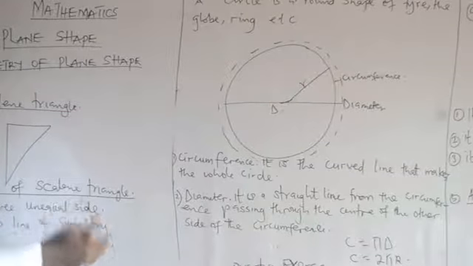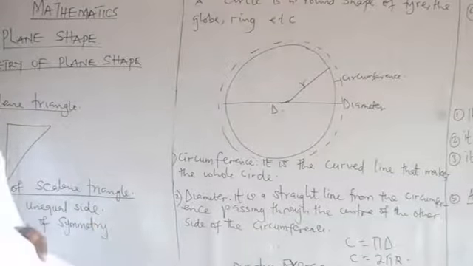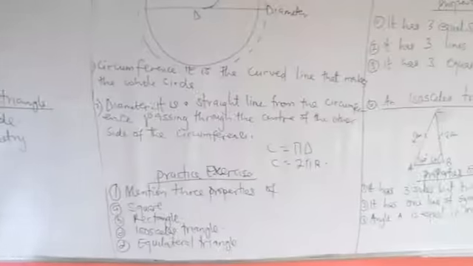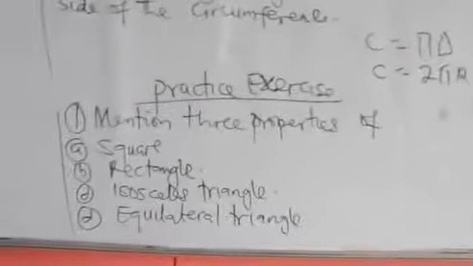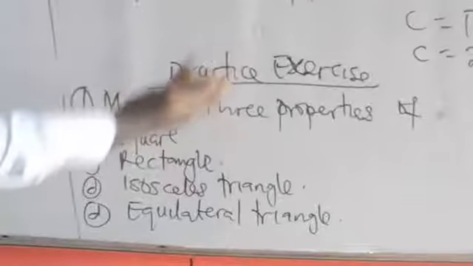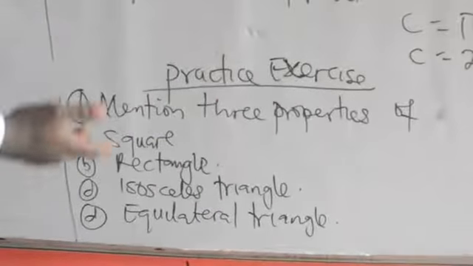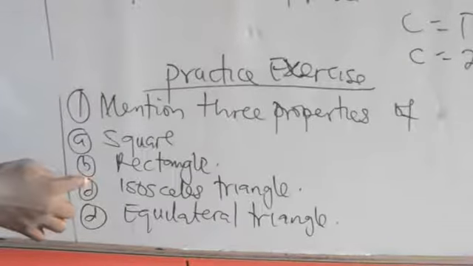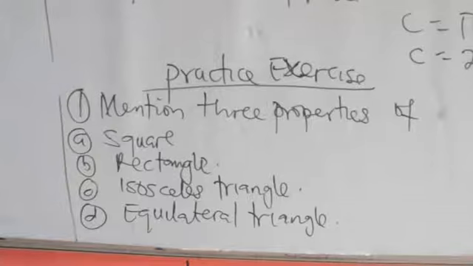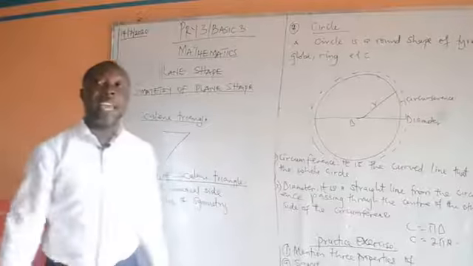Then we'll have some practice exercise on the board. Let me read some of the practice exercise. You're expected to answer this practice exercise on your own, and you're also expected to study the note very well. Measure three properties of A, square, B, rectangle, C, isosceles triangle, and D, equilateral triangle. So you're expected to measure the properties of these plane shapes.